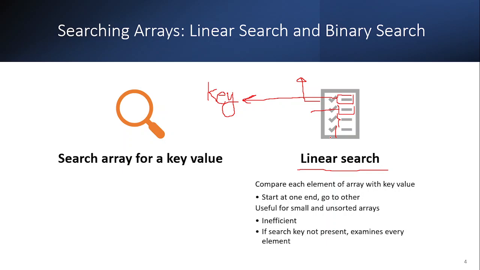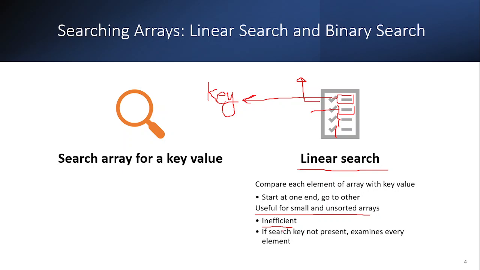It starts from the first element of the array and goes up until the last element of the array, or until it finds a match in the array. Now it is useful for small and unsorted arrays. So if the array is unsorted and small, linear search is good enough. But if the array gets bigger and bigger, it becomes very inefficient and very slow.